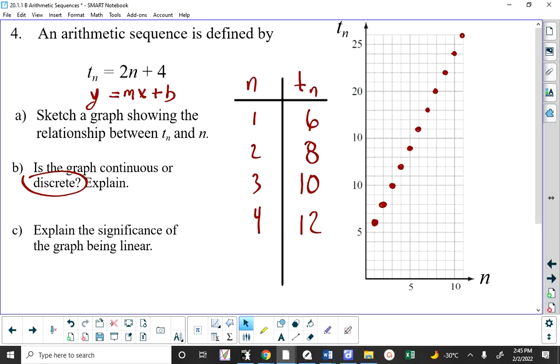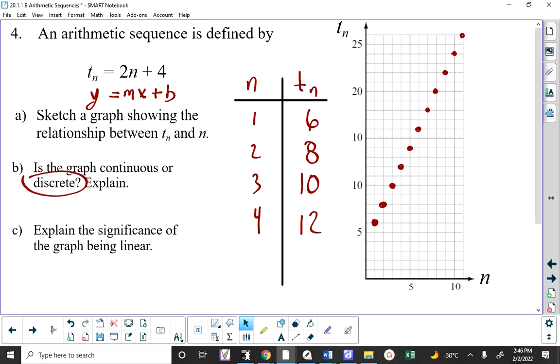It's like a digital clock. It goes from this time to that time. That's discrete. Continuous would be like if I had a jug of water and I poured water in and I talked about the volume of water. It's continuous, right? It doesn't go from this much water to this much water without being in between. So we don't want that line.